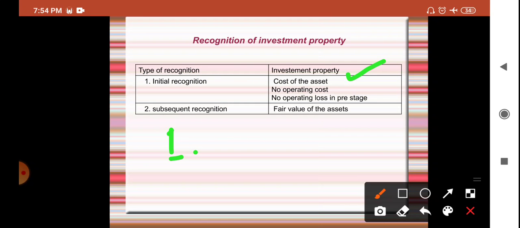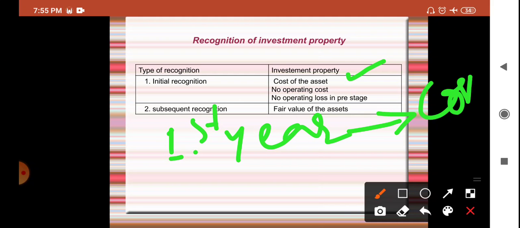So in the first year we have to only show the cost of the asset. What was the cost incurred for purchasing or acquiring the investment property? It does not include any kind of operating cost, it does not include any kind of operating loss in the first year of the acquisition. Only you have to show the cost of the investment property in the balance sheet. You cannot show the operating cost and you cannot show the operating loss in the pre-stage or pre-acquisition stage of the investment property. This is the initial recognition in the first year.